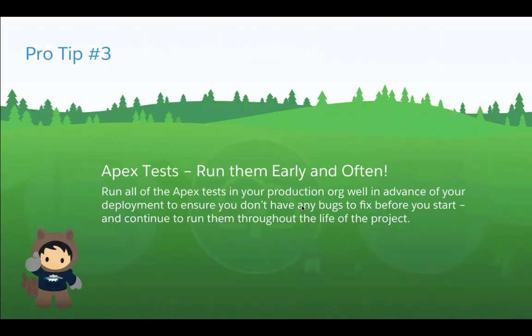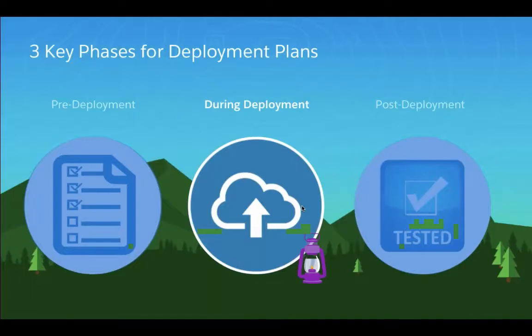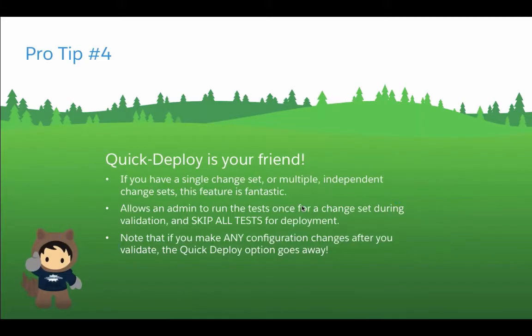The next thing we're going to talk about is the during deployment steps. But before we talk about that one, let's go to my next pro tip. Quick deploy. I don't know if you've used quick deploy, but it's really great. If you've got a single change set or you've got multiple independent change sets, this is a fantastic feature. It allows you to run all of the tests once for your change set during your validation, and then you don't have to run them again. So if you haven't used this before, try it.